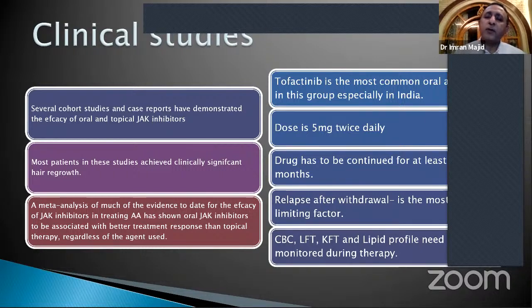And the agent that we use in India is tofacitinib, and the dose is 5 milligrams twice daily. Remember that the drug has to be continued for a long time, at least 6 to 12 months. And the most important limiting factor again is relapse after withdrawal. And if you are giving this drug to these patients of alopecia areata, remember that you have to monitor CBC, LFT, KFT, and lipid profile.